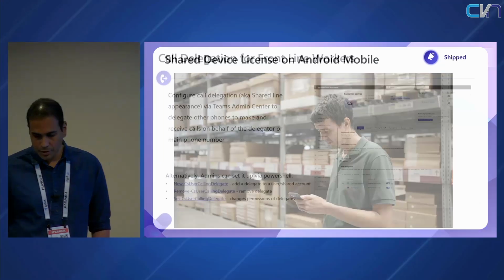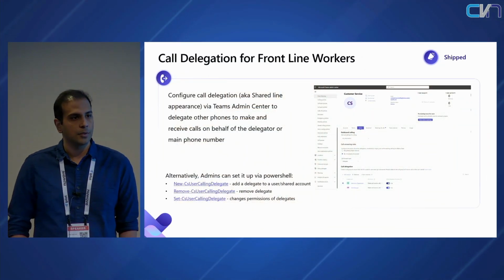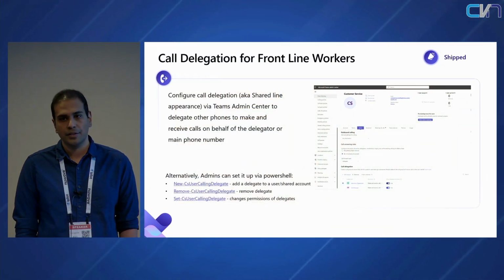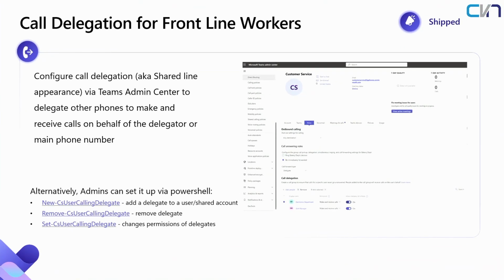So yeah, that's something which is currently available, something you can try out. It's an $8 SKU, mainly for shared device scenarios. I'll also talk about how you can use both mobile phones as well as desk phones together within a retail store scenario.